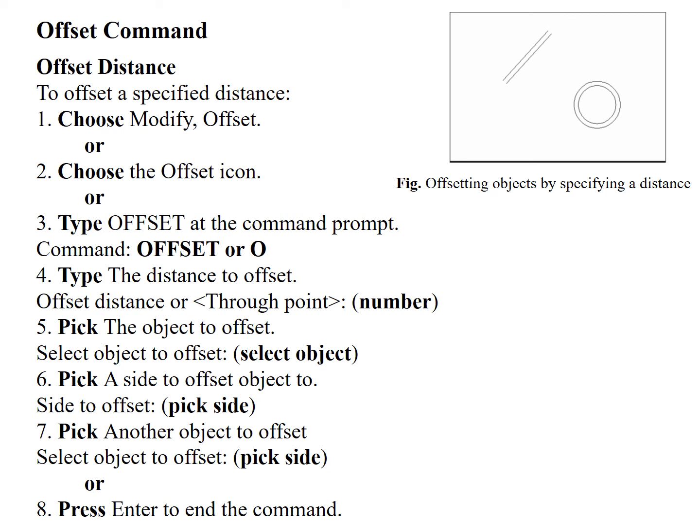So here inside the figure you can find the offsetting of objects by specifying a distance. A line will be offset over here, and a circle profile is drawn by using the offset.